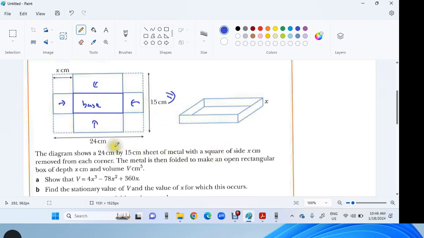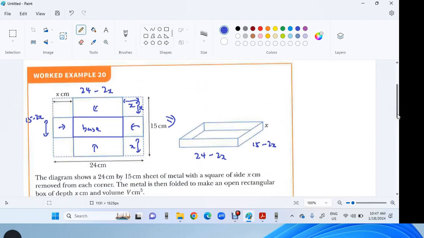So this will be x cm here. Over here will be 24 minus 2x. This part is x also, this part is x. So for this part it will be 15 minus 2x. So this one is 24 minus 2x, this is 15 minus 2x, and the height is x. They want us to show that the volume is this.